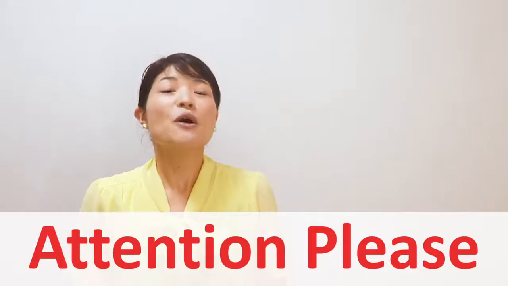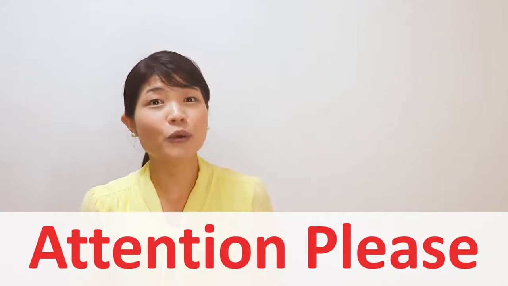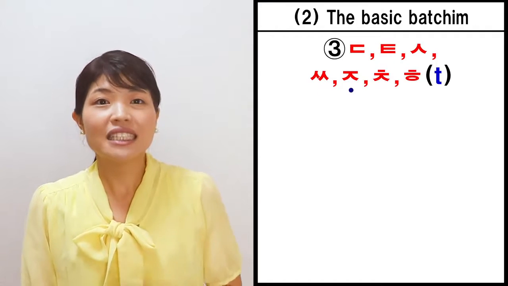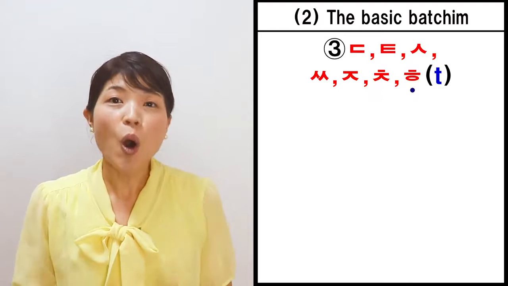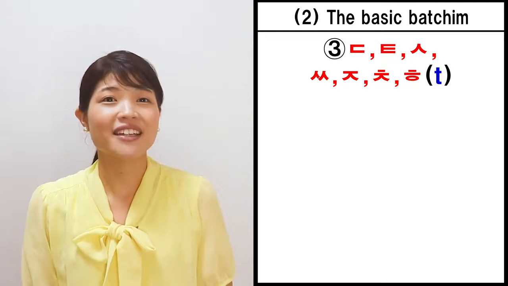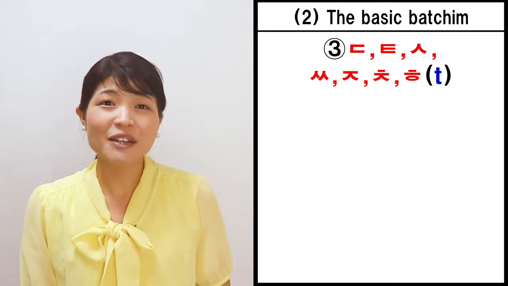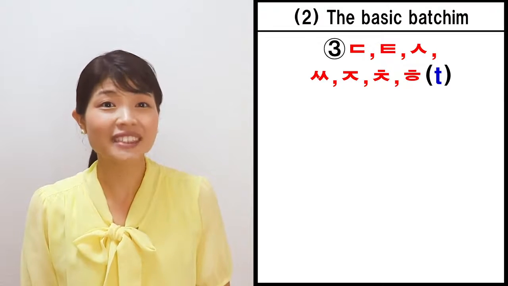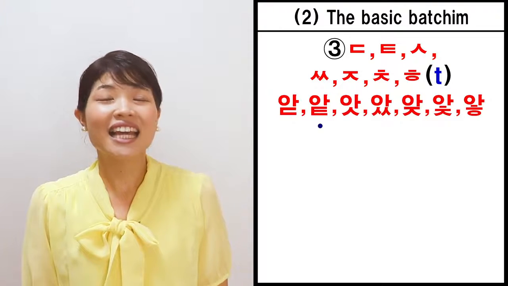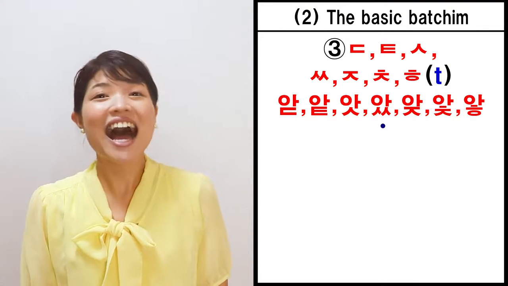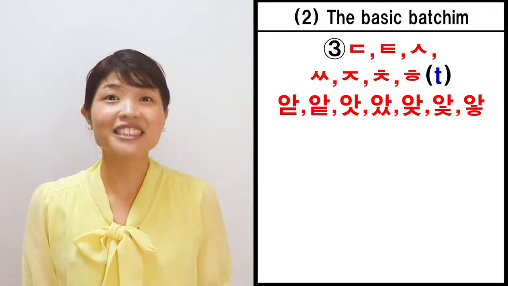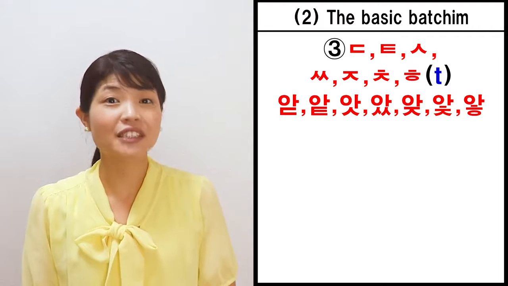Attention please! What I am going to say next is very important. 디귿, 티읕, 시옷, 쌍시옷, 지읒, 치읒, 히읗 all make the T sound. The tongue should touch the back of the upper teeth. Be aware that all these 7 kinds of Batchim are pronounced the same with the T sound. Let's try practicing. At, at, at. The Batchims are all different, but they all have the same pronunciation.